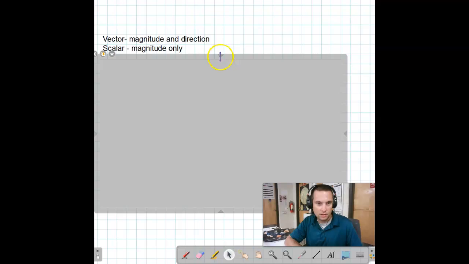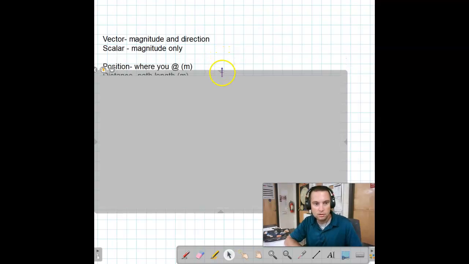We got a sneak peek there. Position. It's where you're at. Measured in meters. So if you're given a specific position, usually a coordinate, then that's exactly where you are.